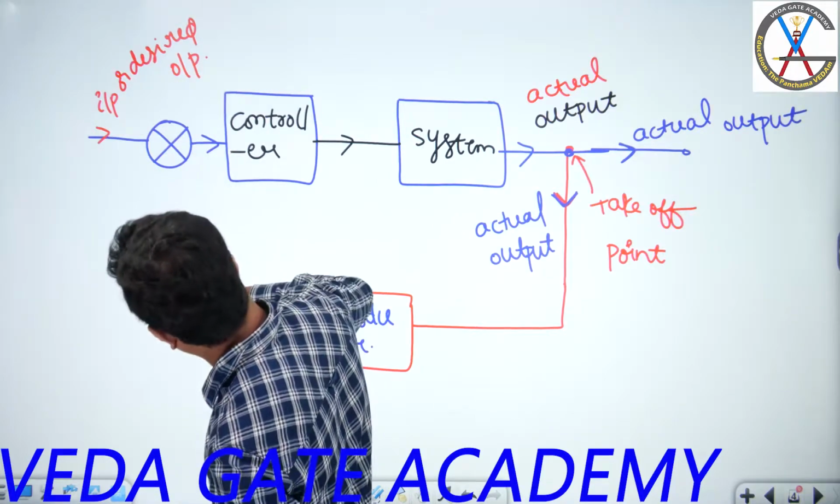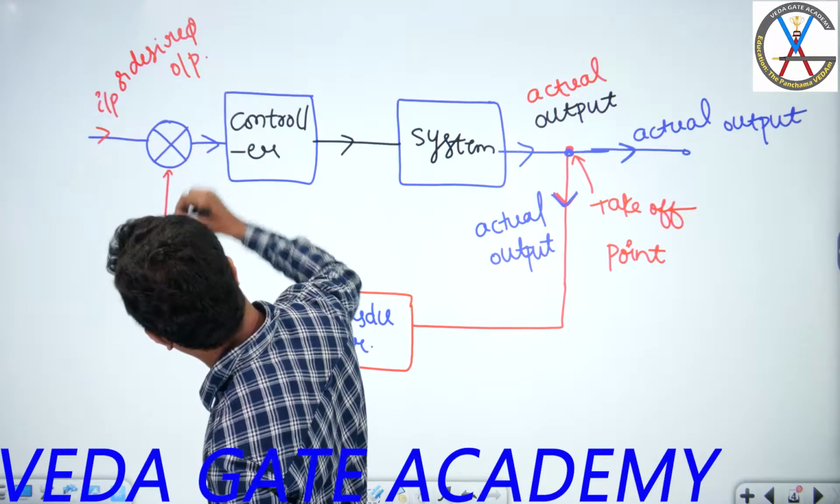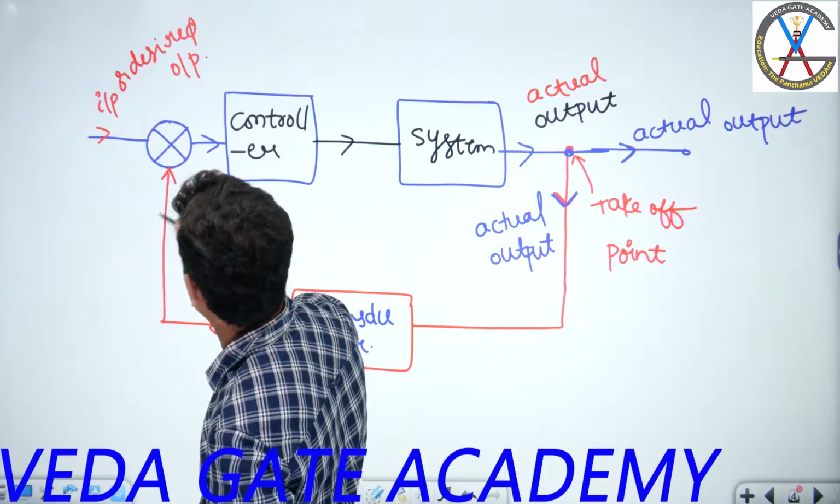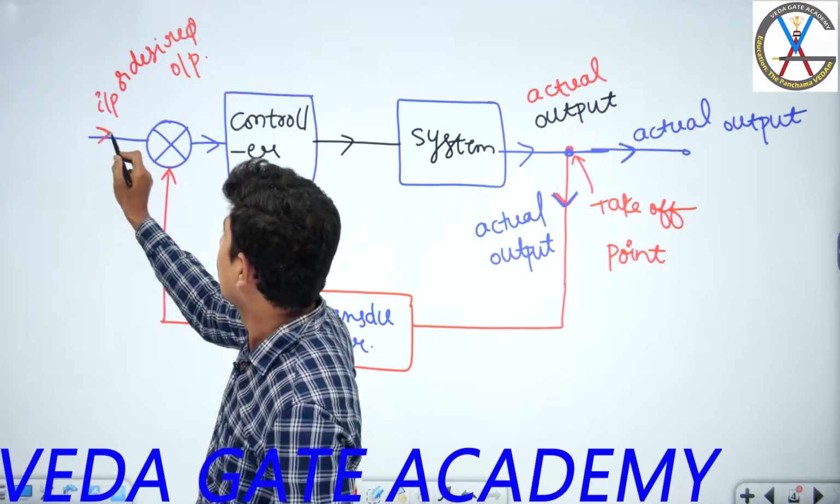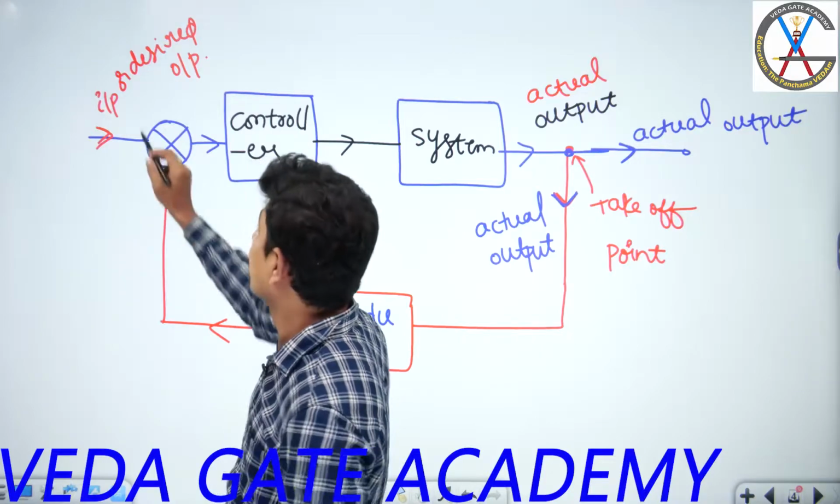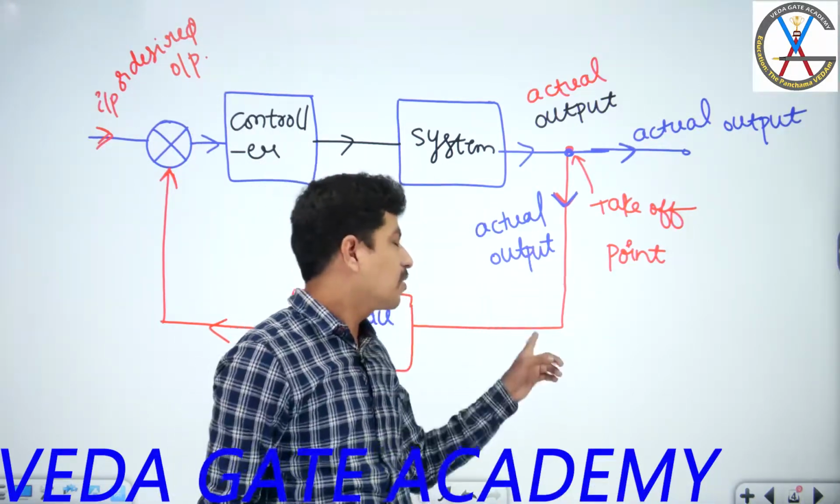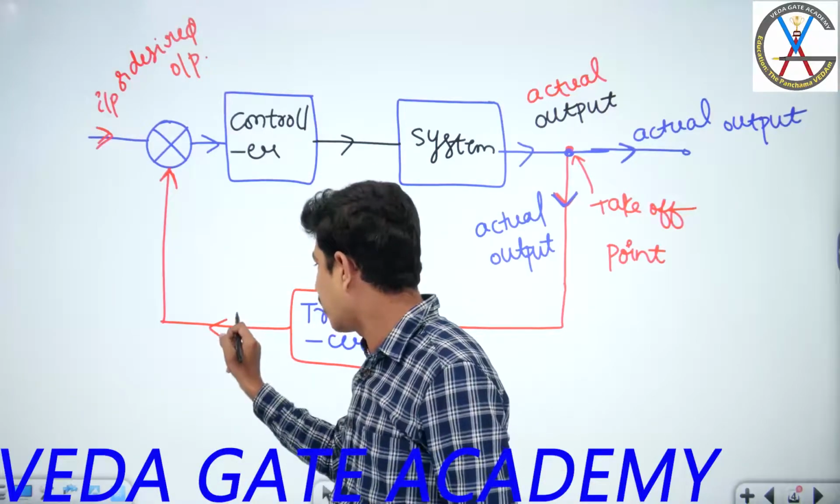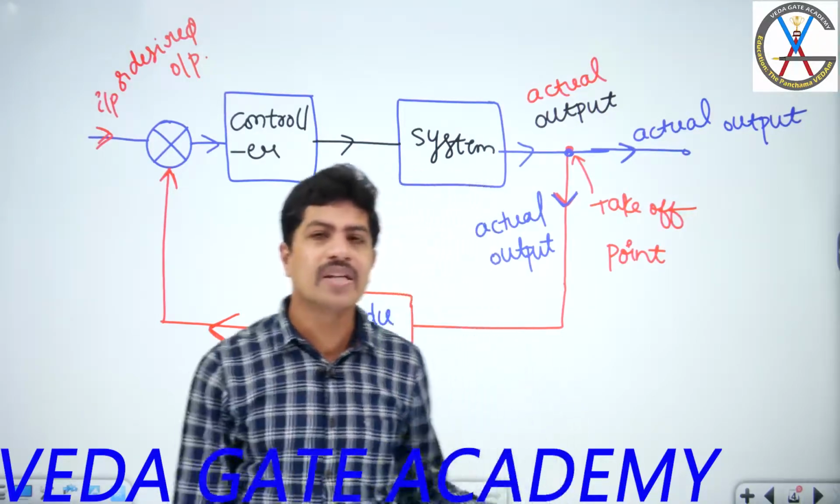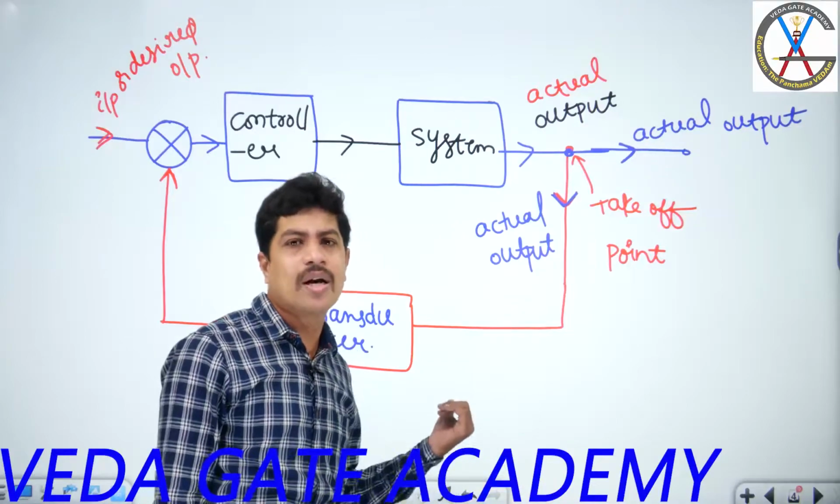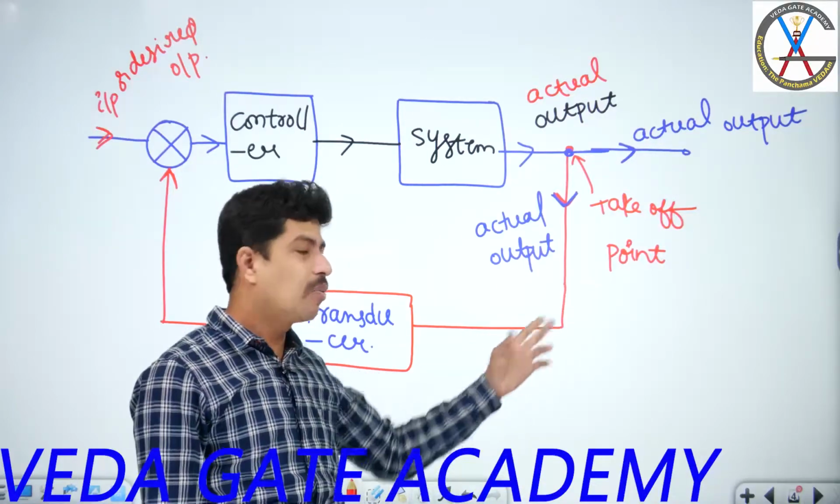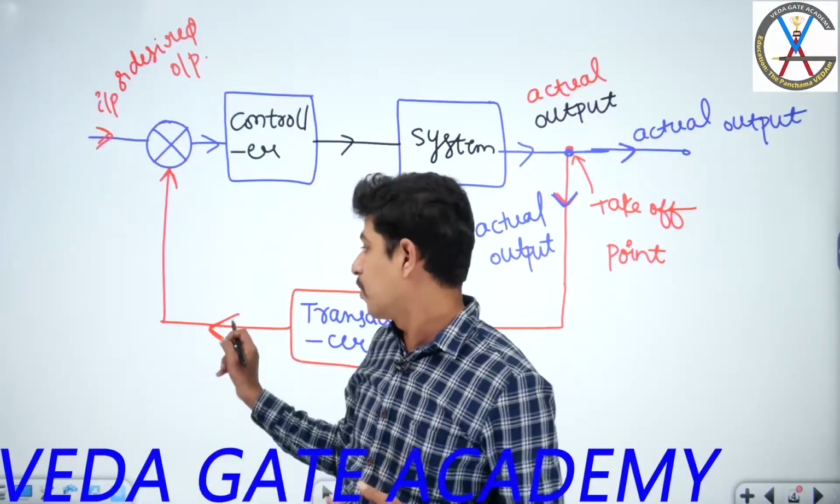Now let me connect this one here. This is the input, and this is the desired output. This is the actual output. This is the converted form of actual output, if there is a requirement of conversion, otherwise no transducer. It is exactly the same, actual output and actual output. This is the converted form of output.